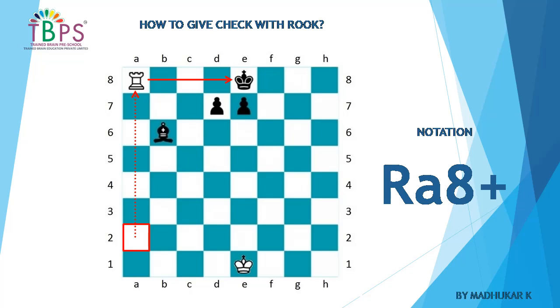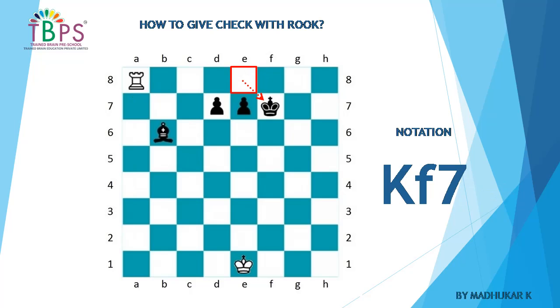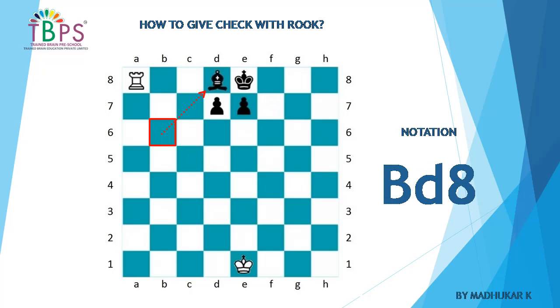Here, black has two options to save the king. Either the king can move to a safe square where there is no check. The safe square is f7 square. Or the check can be blocked by some other piece. Here, the bishop can block the check by moving it to the d8 square.